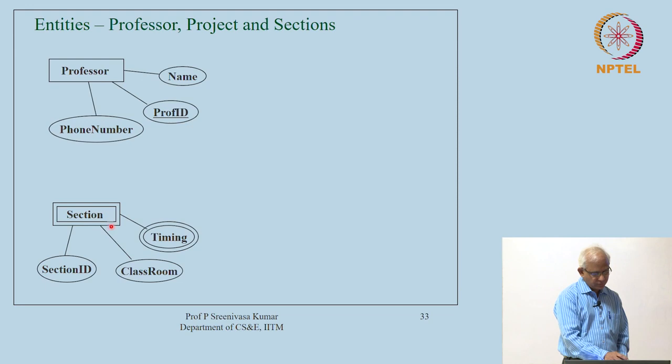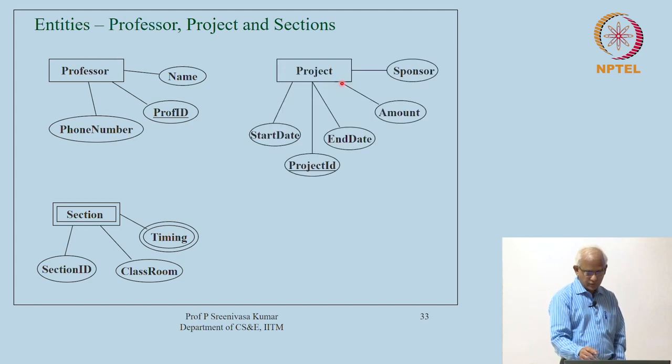And section is a weak entity: section ID, classroom and timings. Timing is multi-valued, so it captures at what times of the week the section meets. We have project, which has a sponsor, an amount of money given, a start date, an end date, and the ID of the project.